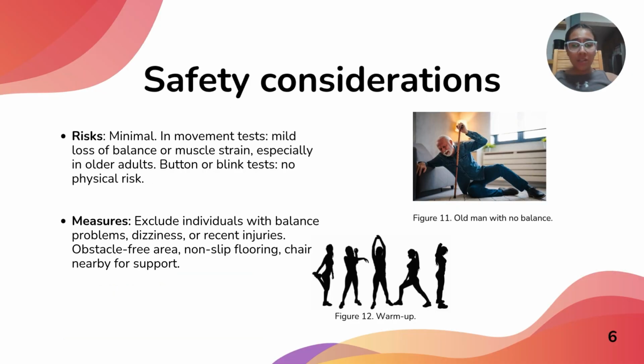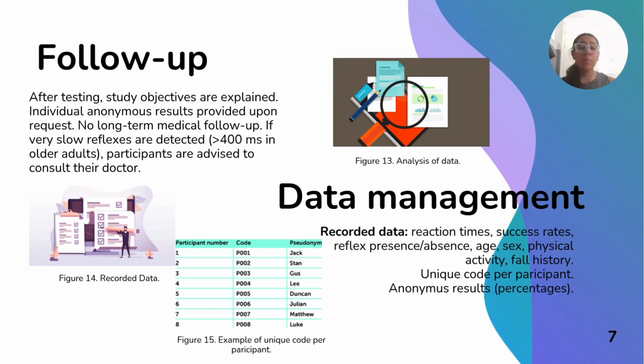About safety considerations, the risks are minimal, but for example, in movement tests, there can be a mild loss of balance or muscle strain, especially in older adults. Therefore, we're going to have some measures, such as excluding individuals with balance problems or recent injuries, and we will also have warm-ups and rest breaks. Talking about follow up after testing, study objectives are going to be explained. There is not going to be a long term medical follow up, but if we detect that the reflexes are slower than we expected, then we're going to advise the participants to consult their doctors.